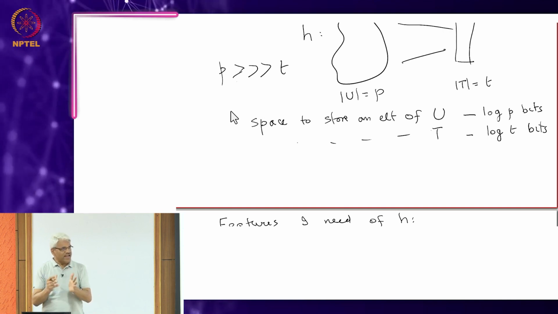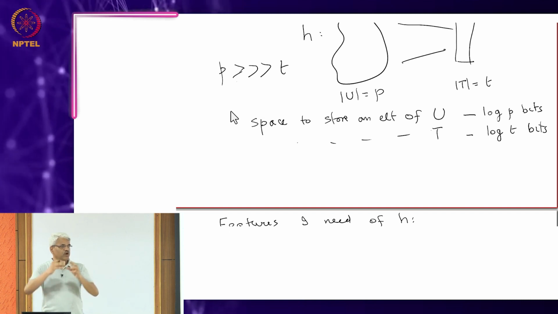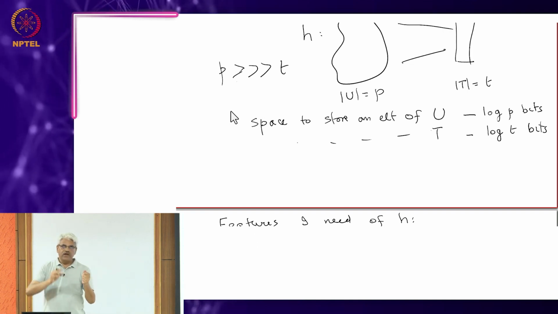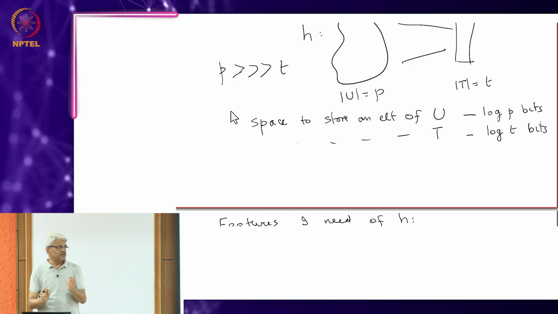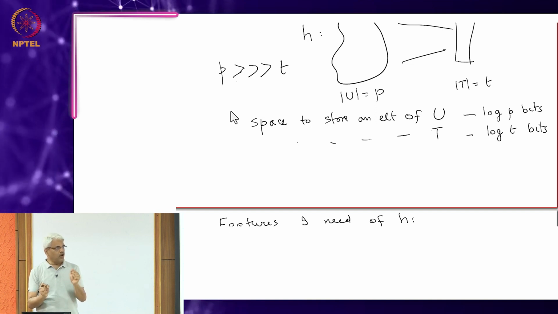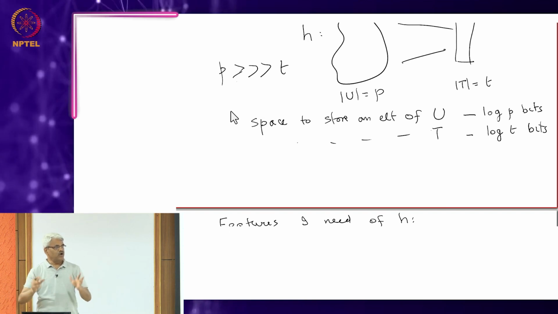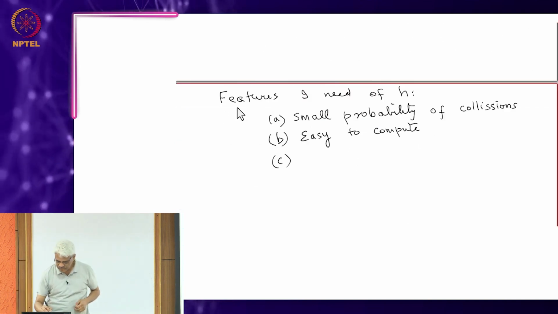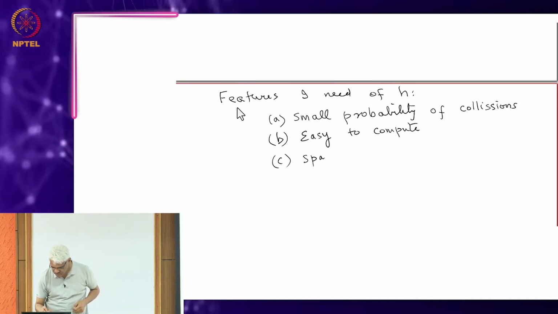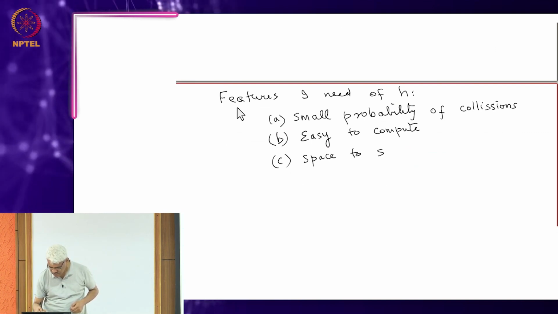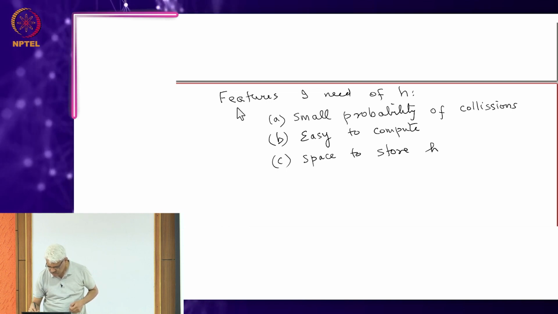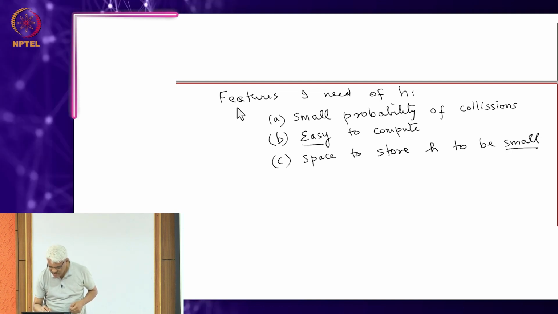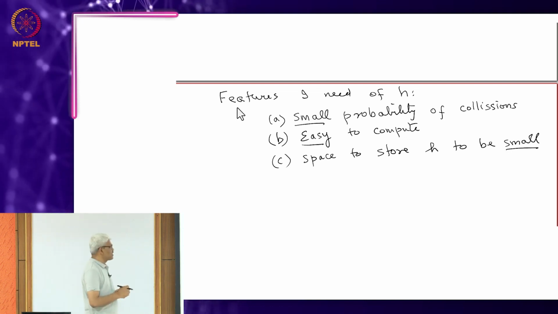I also need to know h to be able to compute. So in the solution I am going to have, I have to have h, and every time an element comes, I can compute and store h of x. So h also I am going to store in my structure. So I want the space for h to be small. Right, small, easy, these are all very subjective terms. We will make things precise as we go along.